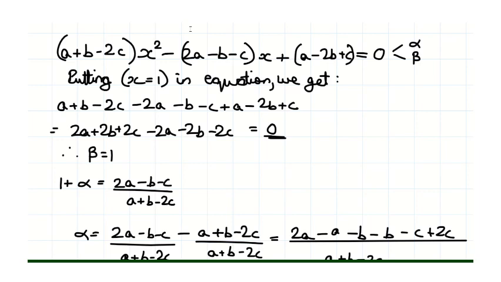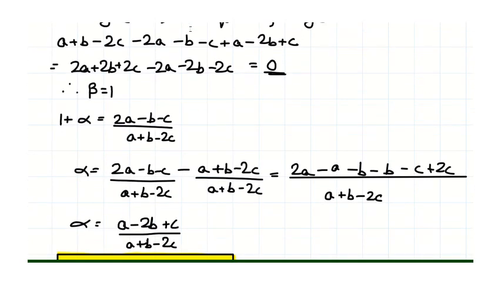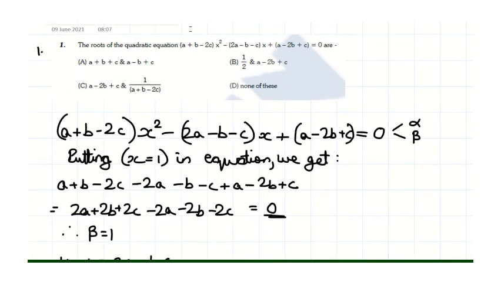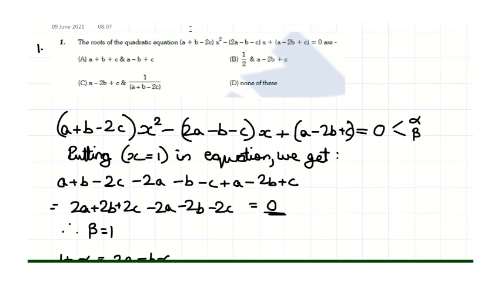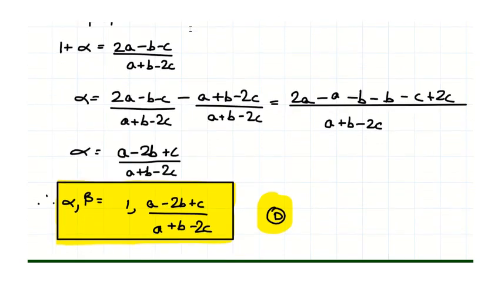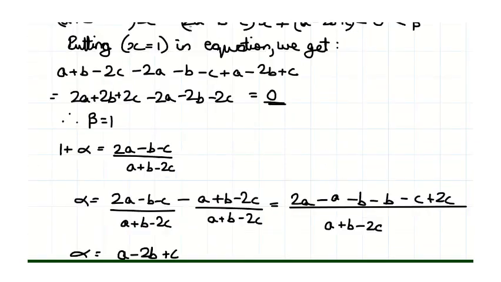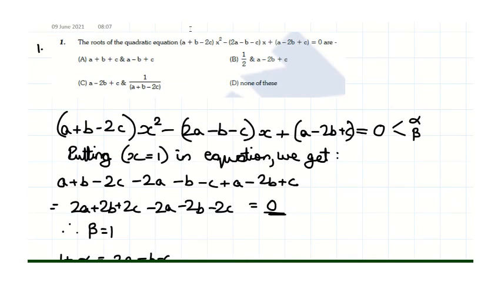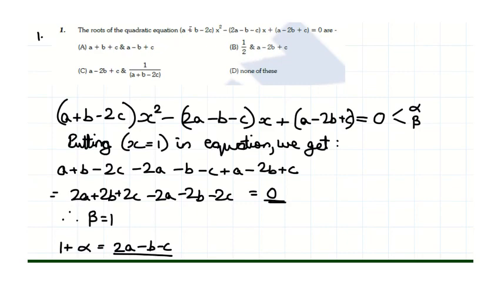Thus, one of the roots, that is alpha or beta, equals 1. Let's assume that beta equals 1. We have, using the sum of roots, that is minus b by a, 1 plus alpha equals (2a - b - c) divided by (a + b - 2c). When we simplify this, we get alpha equal to (a - 2b + c) divided by (a + b - 2c). None of the options suit our answer, thus we get option D as the correct answer.